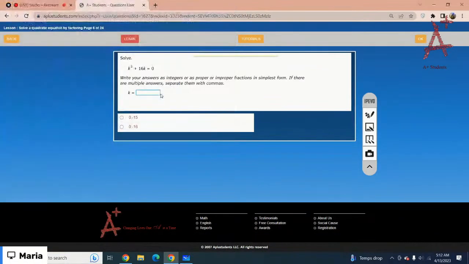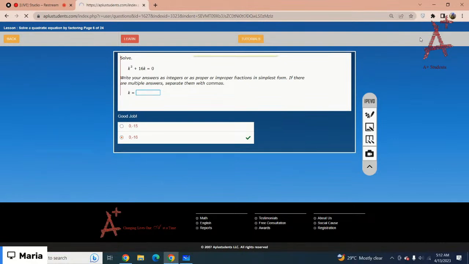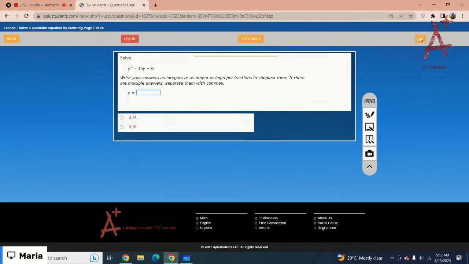K square plus 16k equals 0. So which is the correct option? It would be 0 and negative 16. Got it? Option number 2 is the correct option. Okay, the next one is y square minus 15y equals 0. So which is the correct option? It would be 0 and 15. Got it? The correct option is 0 and 15.